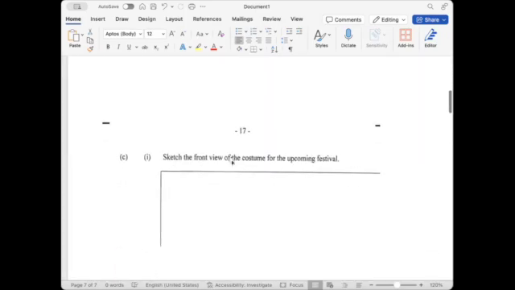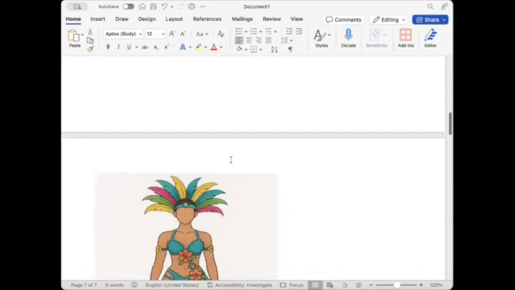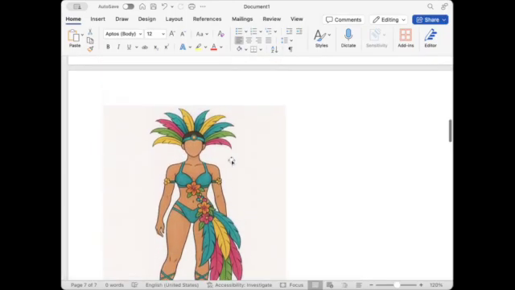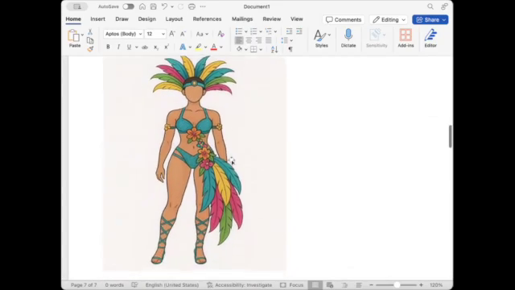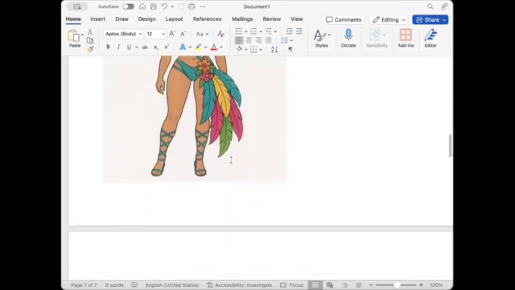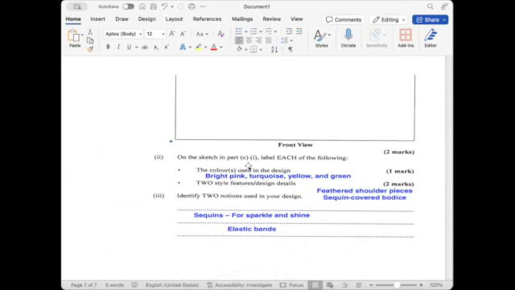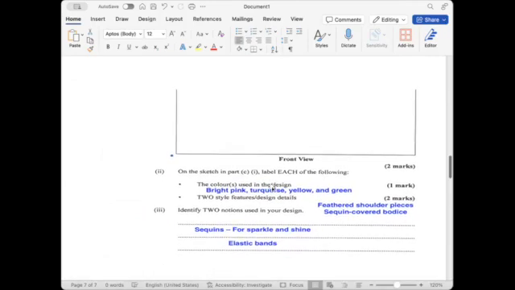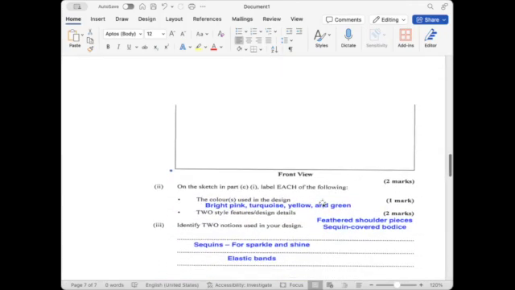The next question says, sketch the front of the costume. Remember the costume we were talking about? So this is the costume that you sketch. And remember to bring your crayons for your exam, just in case you have anything to color, all right? It's very important. So this is a sketch of the carnival costume that you will wear. And the question asks, on the sketch of part 3, what are the colors? So these are the colors that we have: bright pink, yellow, all of those, all right? So that's one mark.